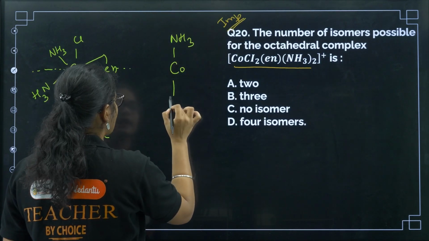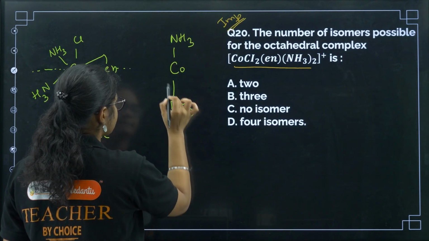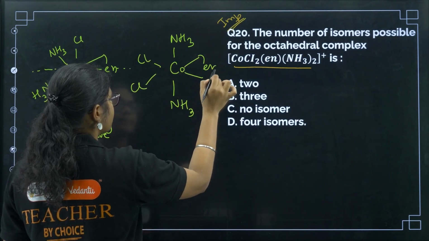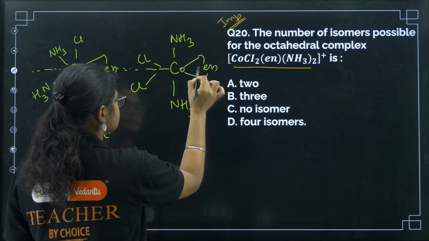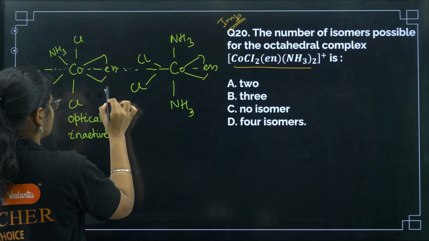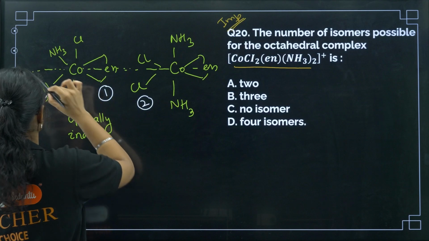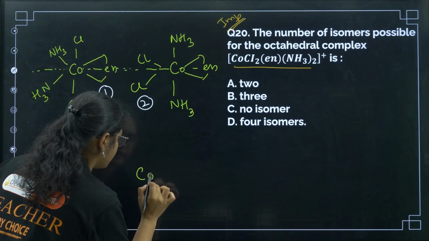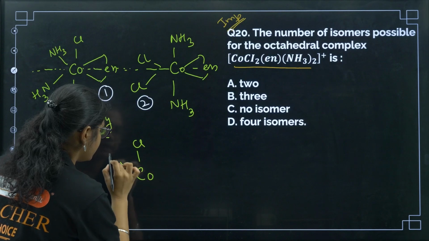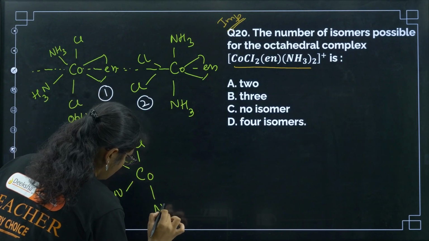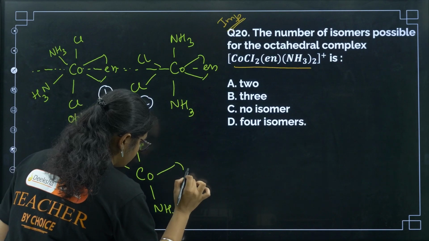Now I can draw one more like this. Instead of Cl, I'll take NH3 here. Now here also I can have a plane of symmetry. That means this is also optically inactive. So first I got one isomer here, second isomer here. Now I'll take one more like this, where I'll have Co, Cl, Cl, NH3, NH3, and then I have En.